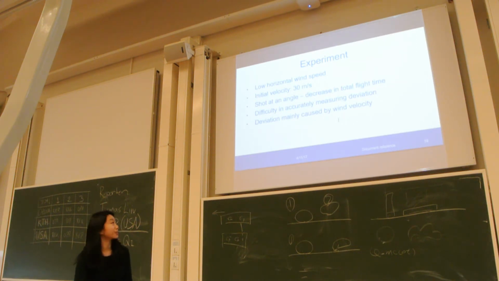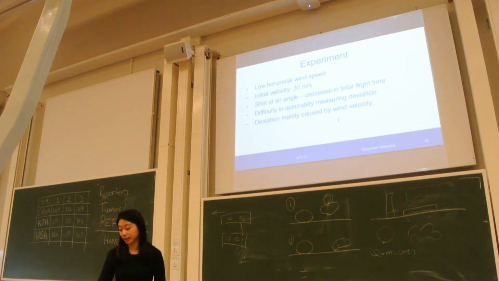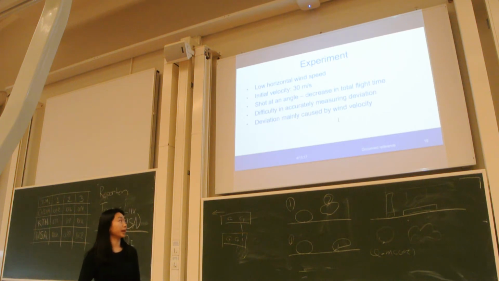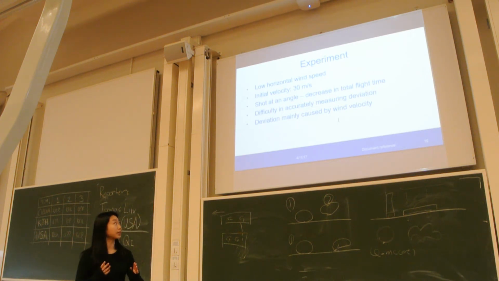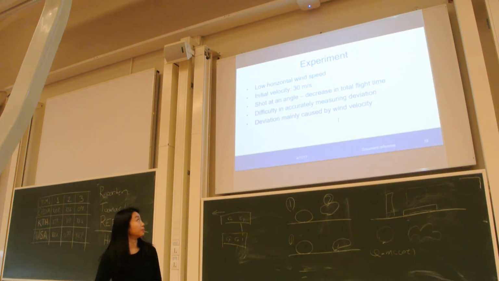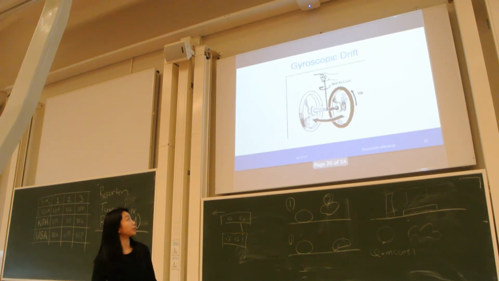Also I cannot shoot it up vertically because no one would allow me to do that. So I have to shoot it at an angle, and the total time of flight is also decreased by much. And then I also have a lot of difficulty in accurately measuring the deviation because I have to shoot the arrow on a very hilly place, and it's just very hard to see how much deviation it has. And I think the deviation I could observe is mainly caused by wind and not by the other factors that I have mentioned.